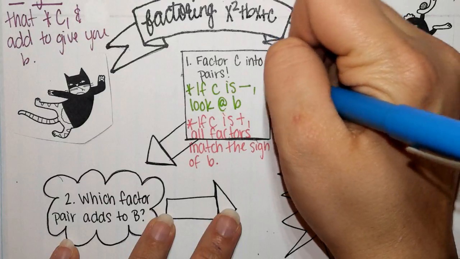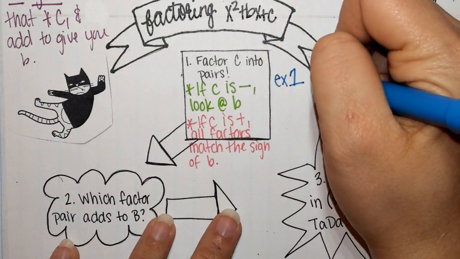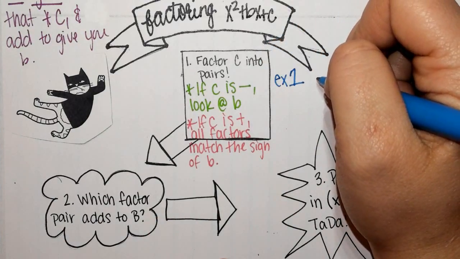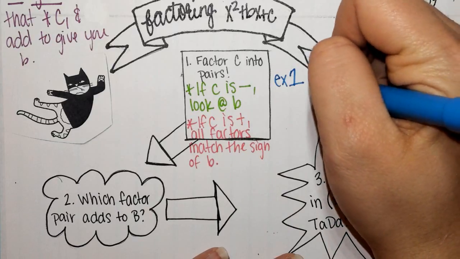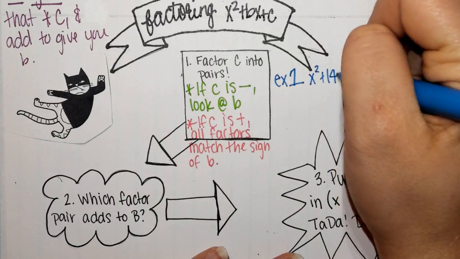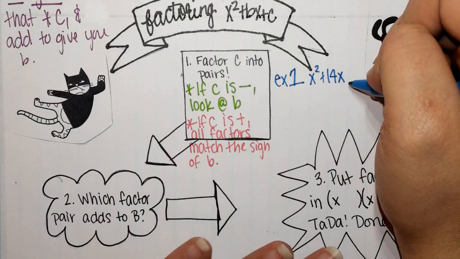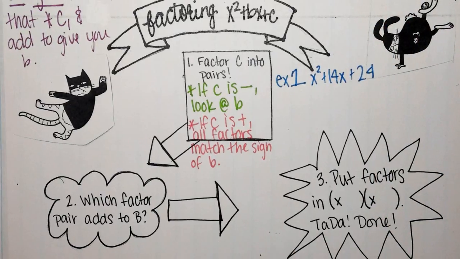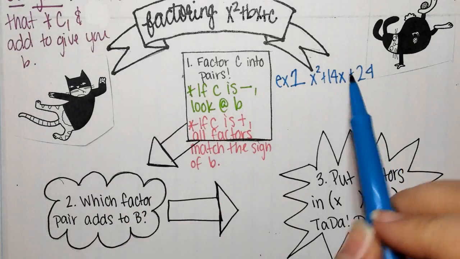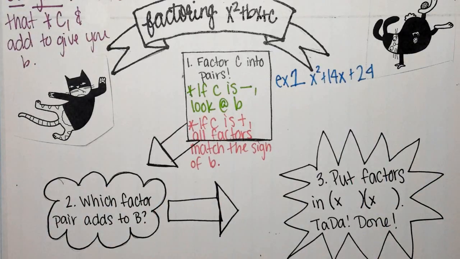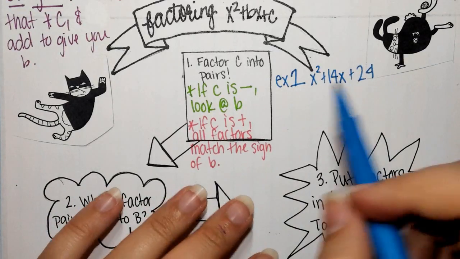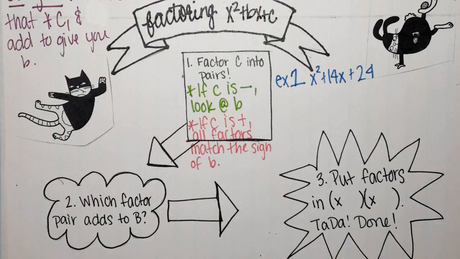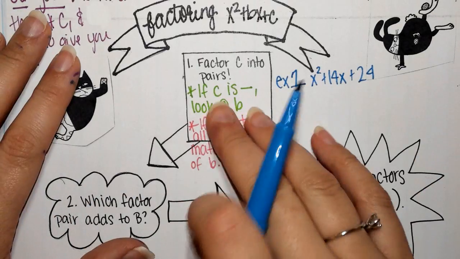So right here, we're going to write example 1: x squared plus 14x plus 24. Now, in this example, the three terms do not have a greatest common factor other than 1. They don't have a variable in common, and there's no number that divides into all of them. So we use this method.